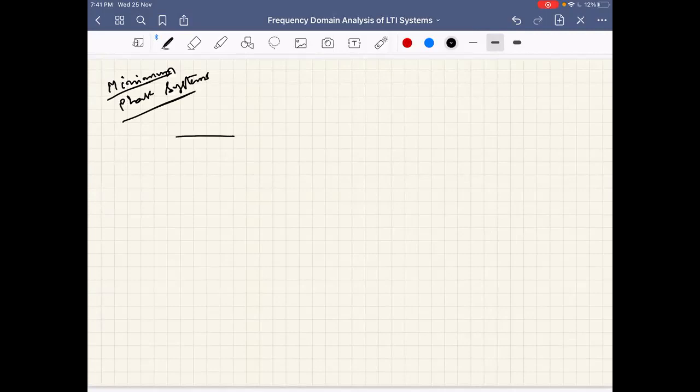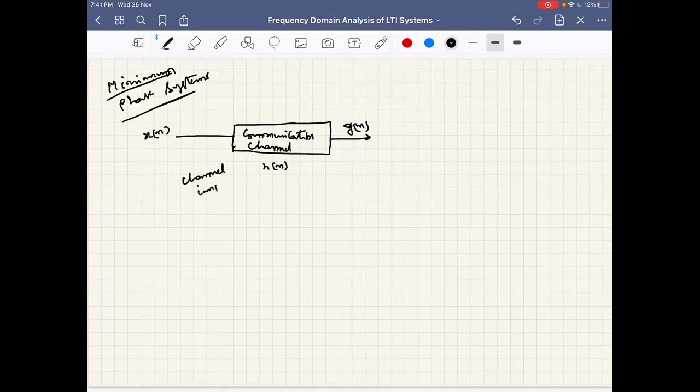For example, say I'm sending some information x[n] through a communication channel. Usually, the channel will add some noise or distortions, and because of that, the output I get will not be exactly the same as what I transmit. The distortions created by the channel are modeled as the channel impulse response. These distortions may be blur or noise and so on. Thus the output signal is the convolution of the input and the channel impulse response.